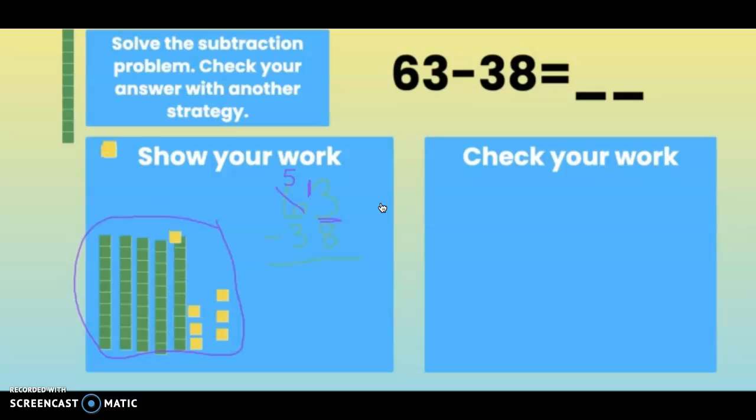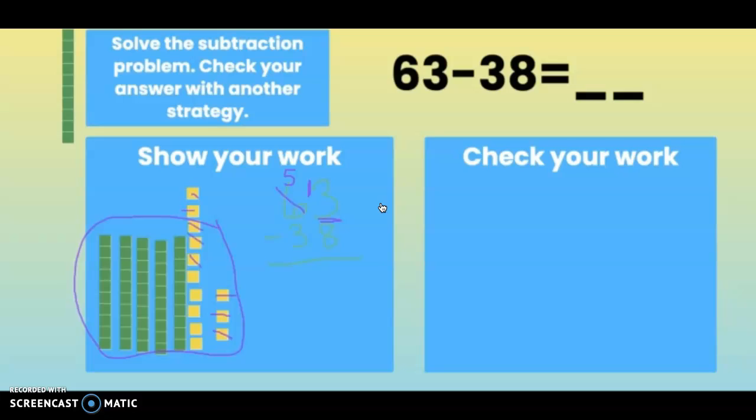Okay, so then we still will have 63 as the number we're starting with, but now we have enough ones where we can take away 8 of those ones. So there's 9 and 10. All right, so now we are going to remove 8 ones. So 1, 2, 3, 4, 5, 6, 7, 8.